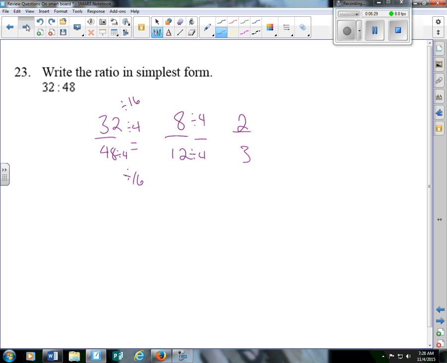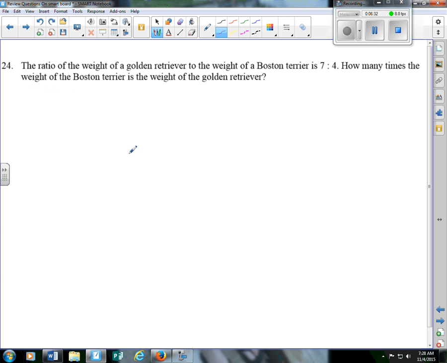So we're good there. Number 24, the ratio of the weight of a golden retriever to the weight of a Boston Terrier is 7 to 4. How many times the weight of the Boston Terrier is the weight of the golden retriever? Here we go. I'm going to automatically write this down. That is my golden retriever, and this is my Boston Terrier, and it's 7 to 4. I'm going to keep that up there because the labeling helps out immensely. How many times? So how is going to be a question mark. Many times. So we write that down. How many times? We're done there.